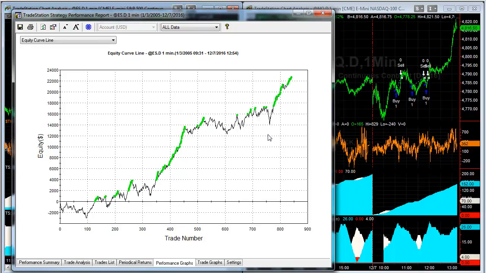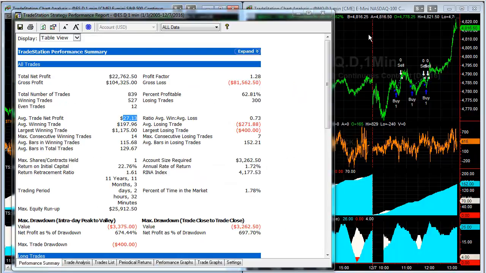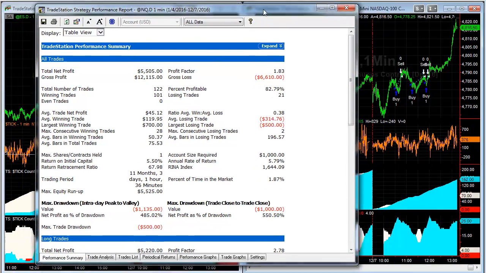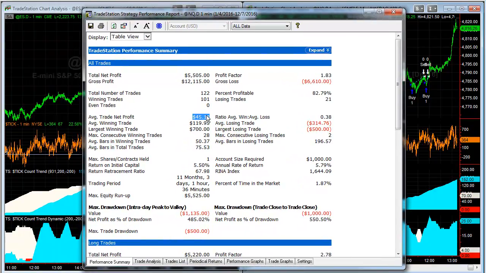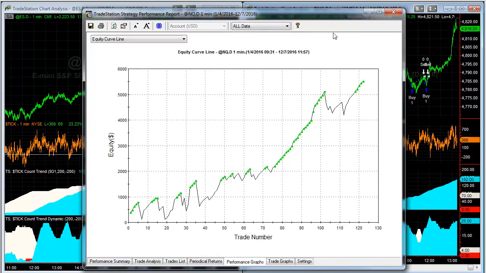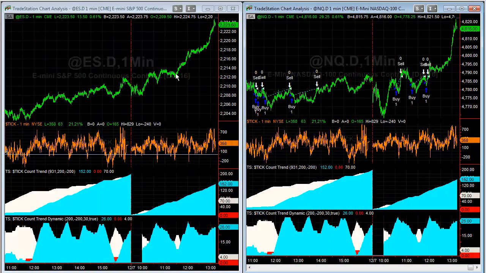And we can zoom in on these time frames to see how well it's done this year. I'm going to change the chart settings to just 2016. You can already see I have it over here on the NASDAQ: $45 average trade profit, 1135 drawdown, 5505 total net profit. And here is an equity curve, and you see some of the recent trades. It's more active. The NASDAQ has been more wiggly, so it's more profitable in the short term, in the last couple of days, than the E-mini S&P. It's been straight line up.